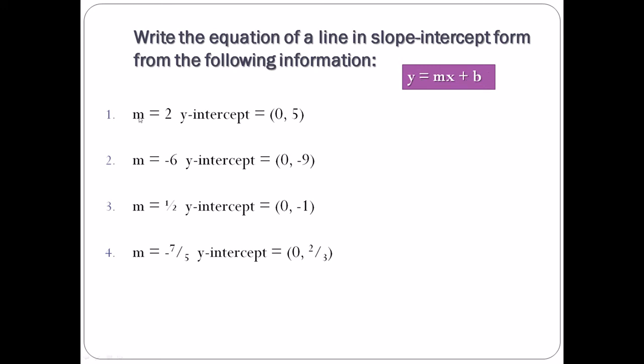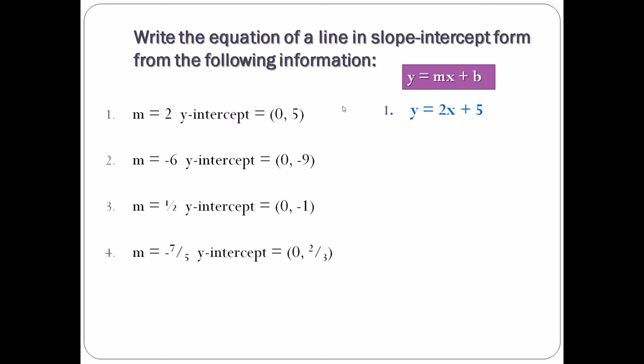So let's do it. Number 1, y equals, the slope is 2 and the y-intercept is 0, 5. So I'm going to start by writing y equals, what goes here for m? 2. Keep your x, and then plus what? 5. That's it. Because we don't write an ordered pair in an equation, we know that plus 5 means 0, 5. Because notice all the y-intercepts start with 0 because they're on the y-axis.